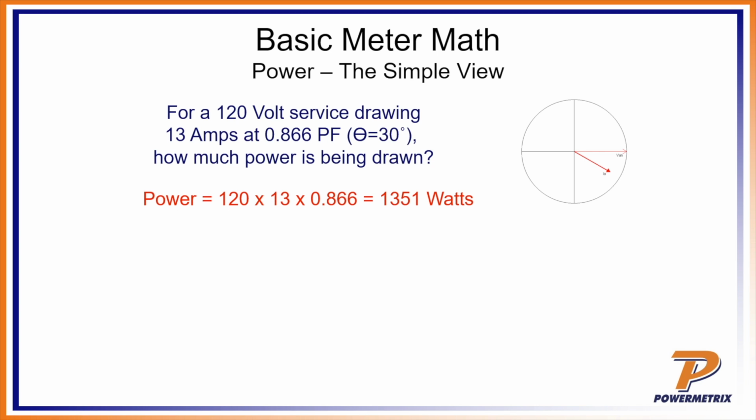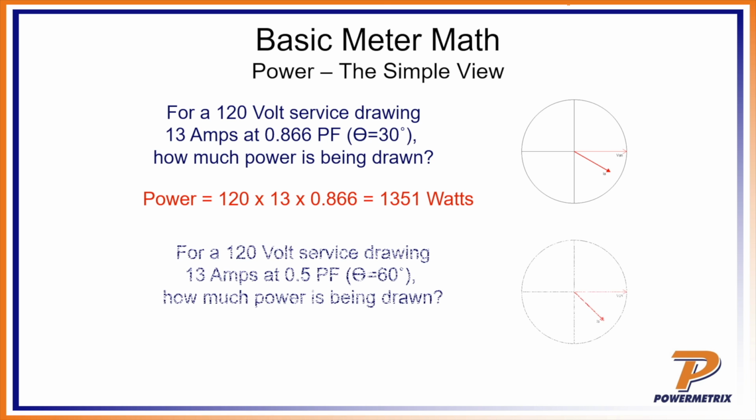Now, I don't get that 1580 or 1560, whatever it was. Instead, now I've only got 1,351 watts, right? Because I multiplied by 0.866, which was lower, okay?